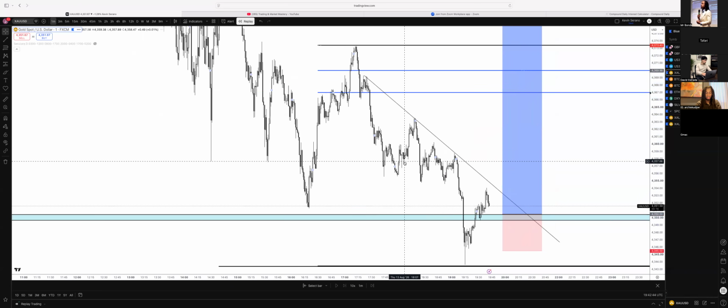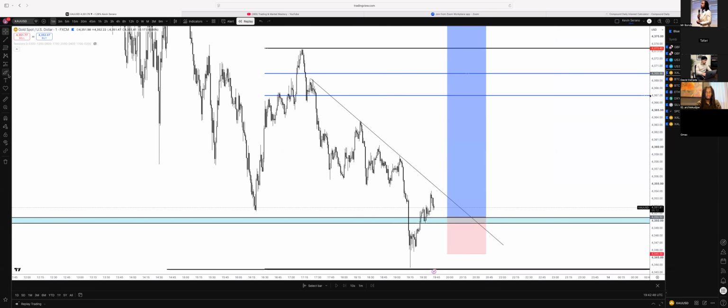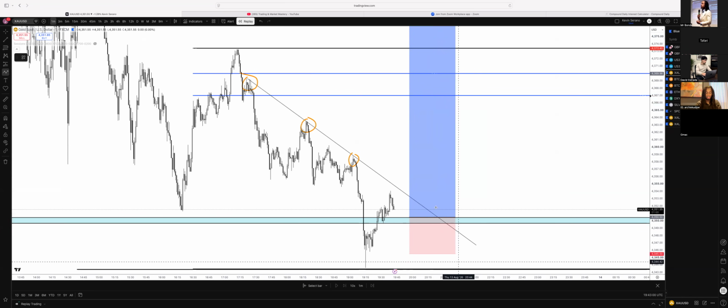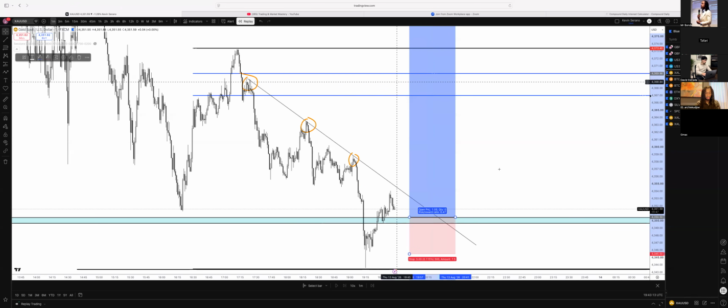So we're going to take this trade. We've got one touch, two touch, three touch. If we can get a four touch, that would be amazing. I'm going to write it into the chat. If someone can write it, please. Stop loss is 4,345.50. Okay, 4,345.50.